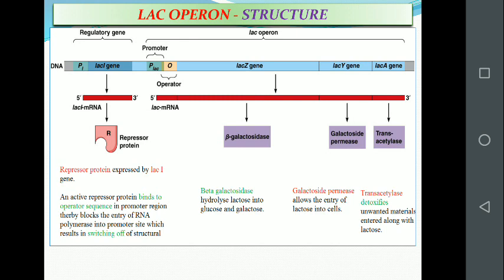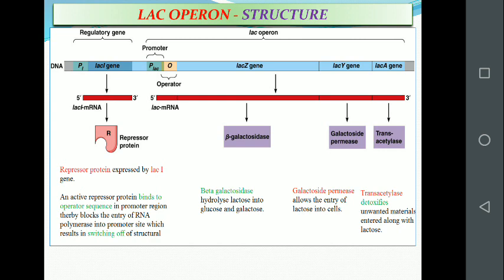Because the lactose enters into the cell, there will be a very small quantity of permease molecule and a very small quantity of beta galactosidase. So these two proteins always exist in the cell whether the lactose is present or not. If the lactose is present, then the concentration of these proteins will be high. If the lactose is absent, then the concentration of these proteins will be very low. So that is the difference.